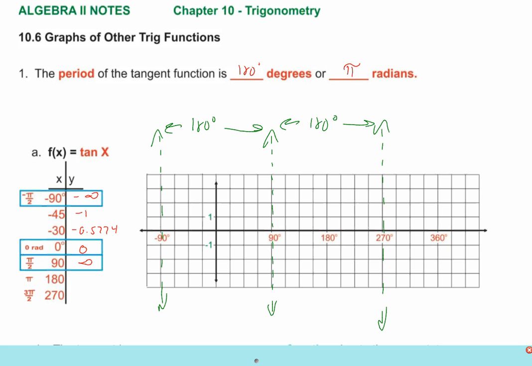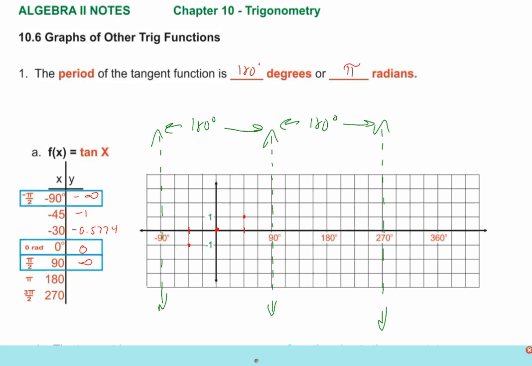Let's go back in and plot negative 45. That's going to be right there, negative 45, and that's a negative 1. 30 isn't technically on your scale, so we won't bother with it. Go ahead and plot 0, 0. Positive 45 we didn't do, but could you guess what the value of positive 45 will be? It'll be 1, so stick that in there.